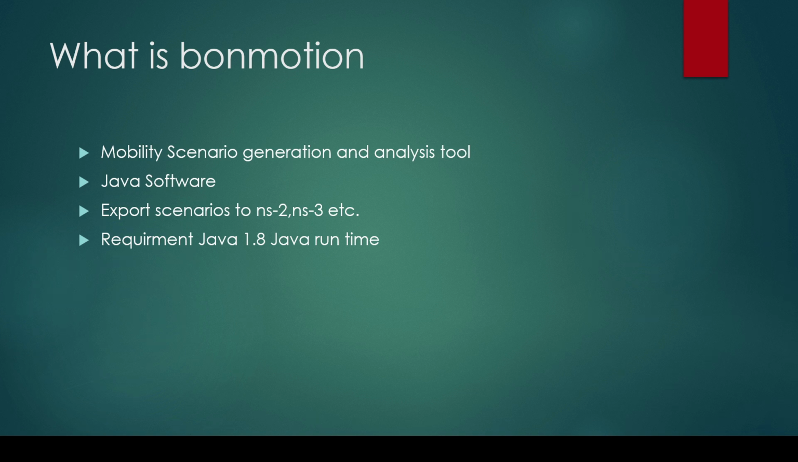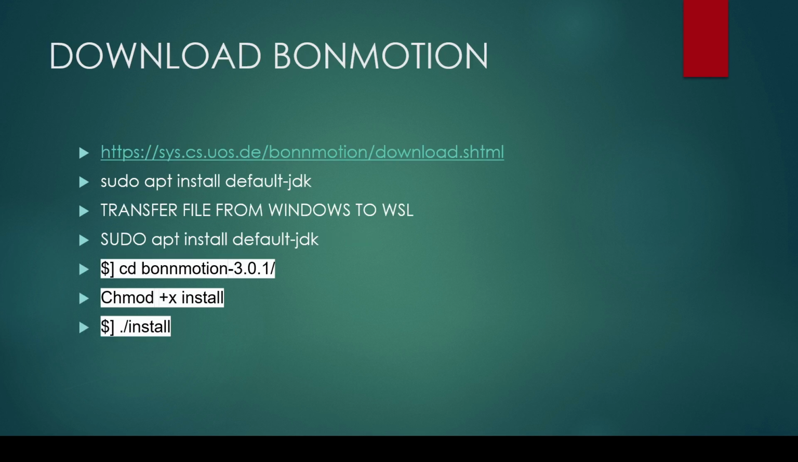So we need to install the Java runtime before installing it in Ubuntu. Once we have installed that, then we can install Bonnmotion and generate the scenario for NS2 or NS3. These are the steps. You can download Bonnmotion either by transferring it from Windows to WSL through WinSCP, or you can use the wget command and get the downloadable link.